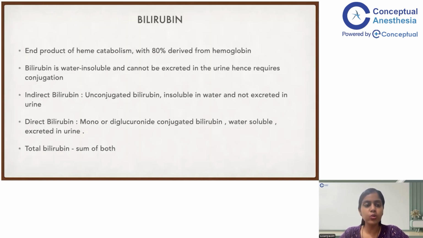First, looking at bilirubin. Bilirubin is produced as an end product of heme metabolism, which is derived 80% from hemoglobin and also from myoglobin. It is produced as a water insoluble component, and it cannot be excreted directly in urine. Hence, it requires a process called conjugation. Indirect bilirubin, as I mentioned earlier, measures the unconjugated bilirubin component, which is not soluble in water and cannot be excreted in urine. While the direct bilirubin measures the monoglucuronide and diglucuronide conjugated portion, which is water soluble and can be picked up in urine.